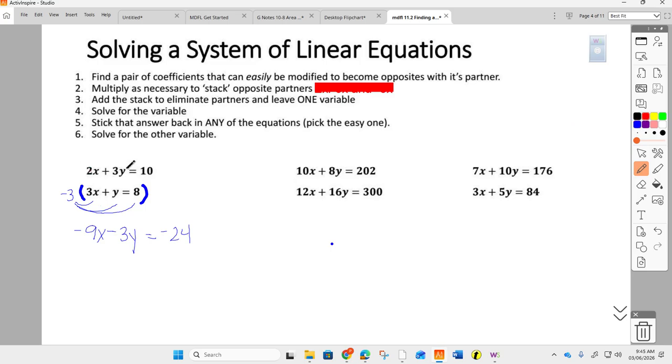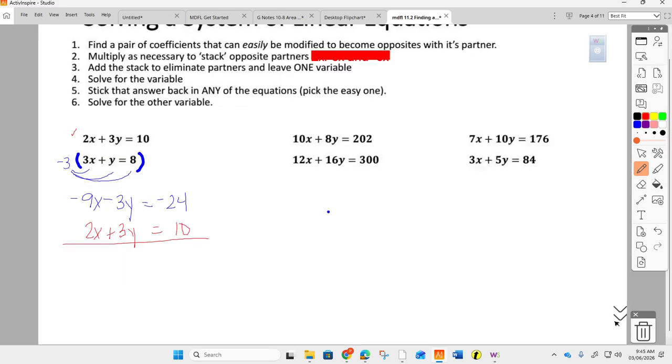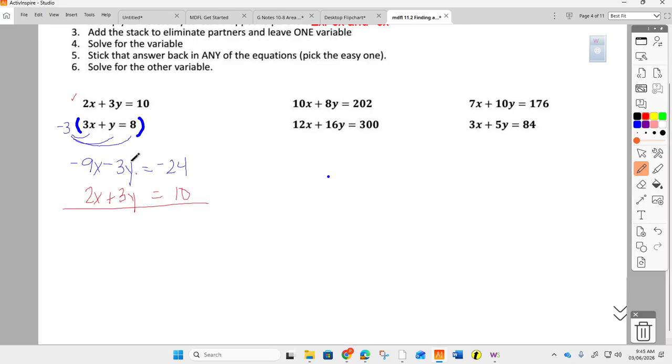Now, I'm going to bring this first equation that I didn't do anything to down. I'm going to stack it underneath. And now I can add them together. And as planned, my y's are going to be eliminated. So negative 9x plus 2x is negative 7x. Negative 3y plus 3y, that's 0. Negative 24 plus positive 10 is negative 14.